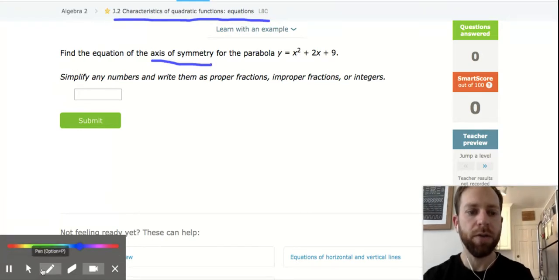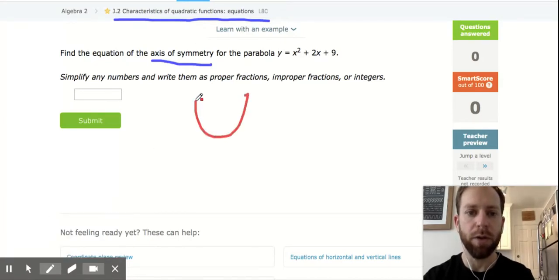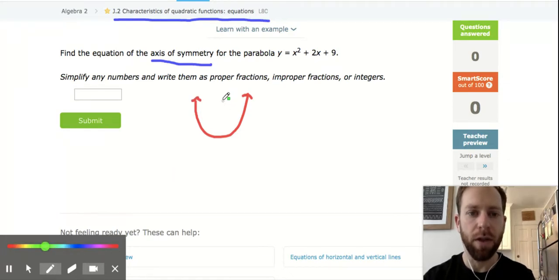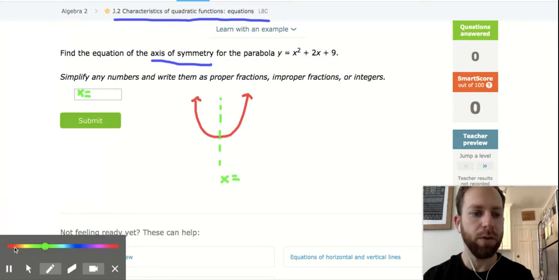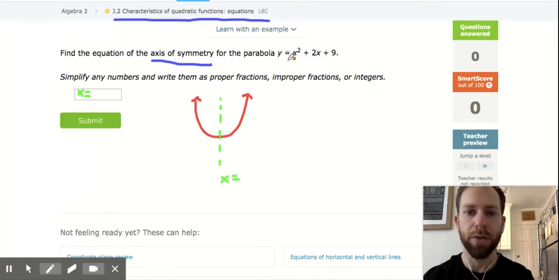Now, whenever you have a parabola, the axis of symmetry is the line that you could draw that would cut it into a reflection of itself. And the axis of symmetry will always be x equals something because it's vertical. So x is equal to something on this line. So we know that our answer is going to be x equals whatever the axis of symmetry is here. So in order to figure that out, we use an equation.